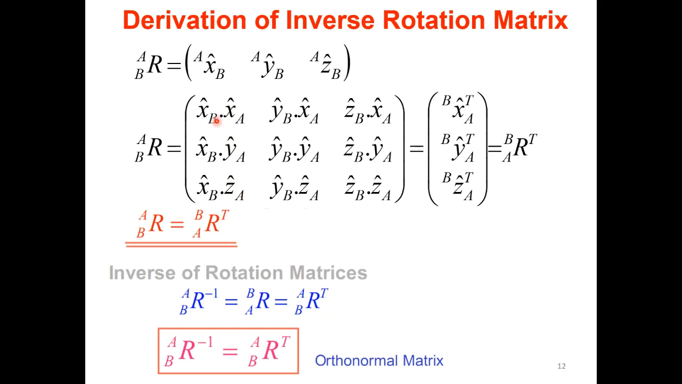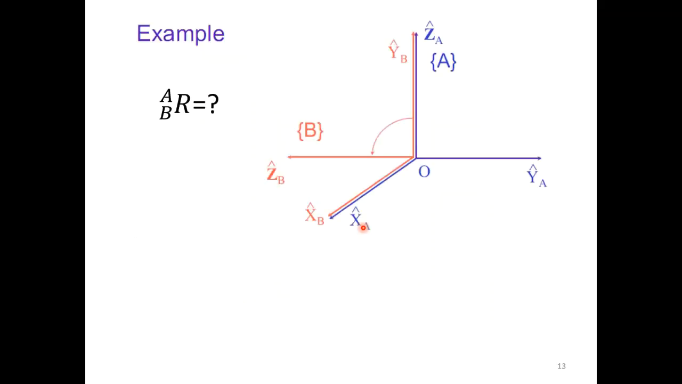First, figure out the unit vector along the x-axis of frame B, x hat B. And then calculate the shadows it creates on the three major axes, X, Y, Z, of frame A. And repeat the pattern for y hat B, z hat B. That's all you need to do. Take a minute and do that.